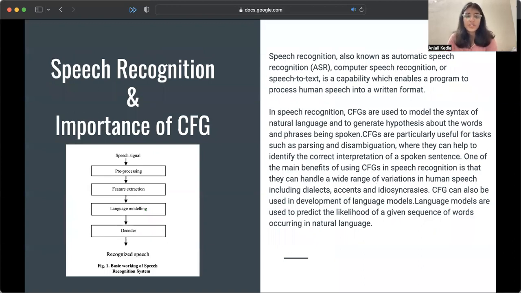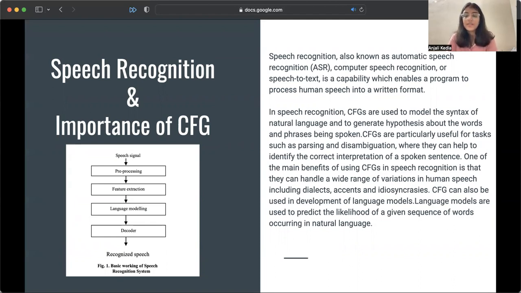What is speech recognition and why is CFG important? Speech recognition, also known as automatic speech recognition, is a capability that enables a program to process human speech into a written format. As we can see in the flowchart given in the presentation, the speech signal is sent, it is pre-processed, the features are extracted, a language modeling is used, and after being decoded, the recognized speech is given out. This is the basic working of a speech recognition system.